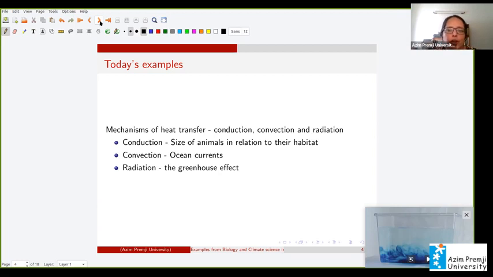In this context specifically, let me list out the examples that I'm going to talk about. Under conduction, I will be talking about how the size of animals changes in relation to their habitat. Do you find larger animals in colder climates or warmer climates? Is there any reasoning or understanding behind the size of animals and where they choose to live? Under convection, I will be talking about ocean currents, and under radiation, I will be briefly mentioning the greenhouse effect.